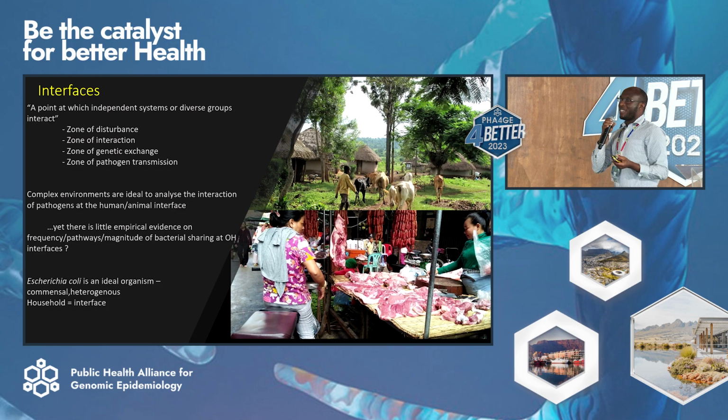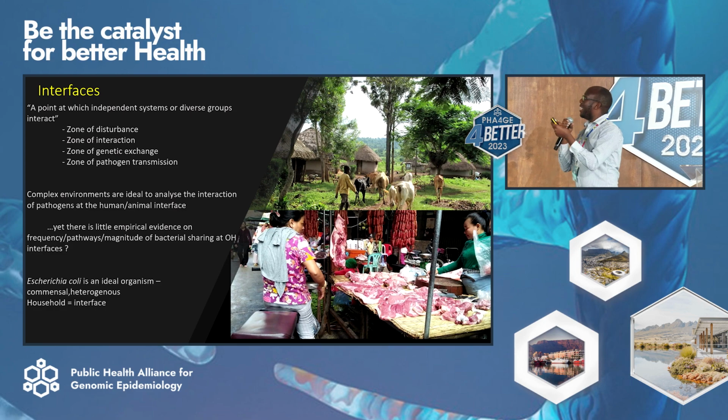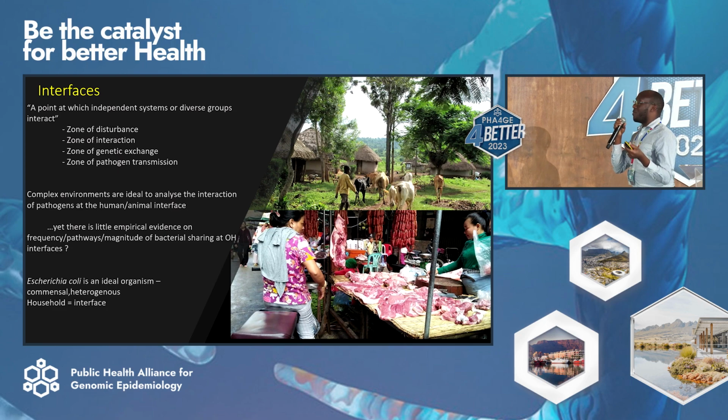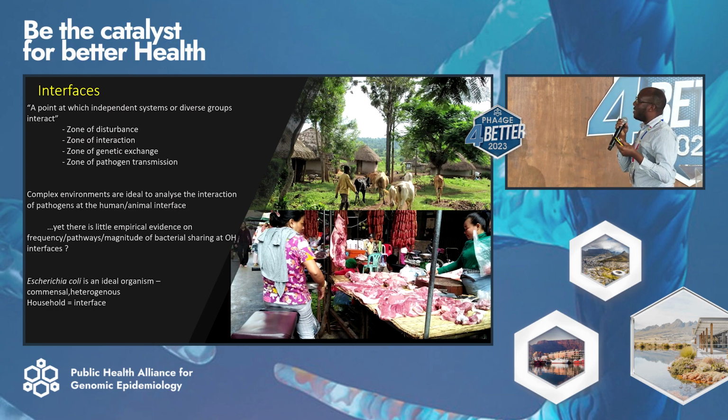So what are interfaces? Interfaces are essentially points where systems or diverse groups interact. For example, we have an interface here. This could be defined as a zone of disturbance, a zone of interaction, a zone of genetic exchange, pathogen transmission. And in complex environments where most of us come from, like urban areas and rural areas, these are ideal for analyzing the interaction of pathogens at the human-livestock interface.